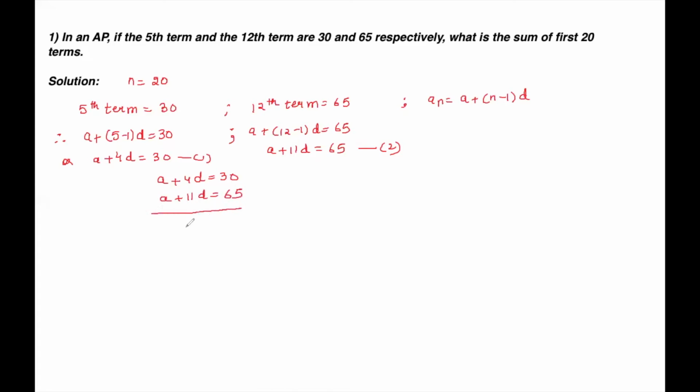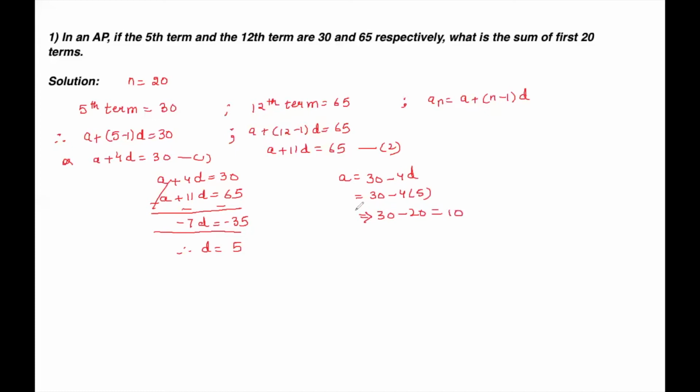What I'll do here is I'll perform the subtraction. So it would be minus 7d is equal to minus 35, or I can say the value of d is equal to 5. That is 35 divided by 7. Now that I have found the value of the common difference, I can find the value of a. So a is equal to 30 minus 4d, or equals 30 minus 4 into 5. That is equal to 30 minus 20, which is equal to 10.